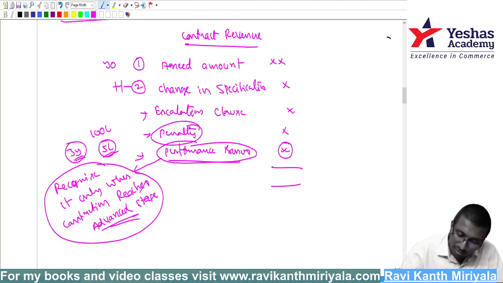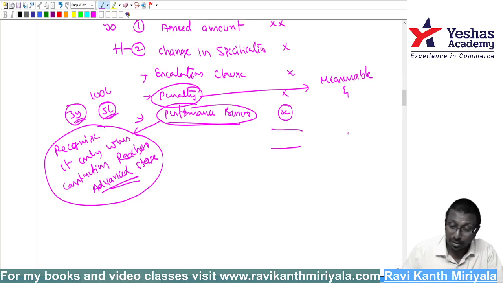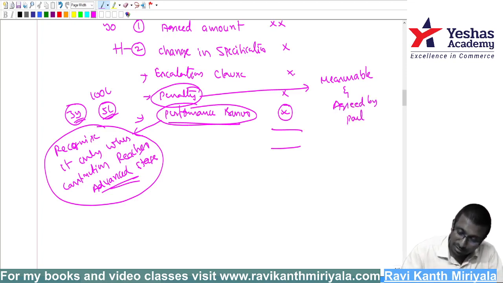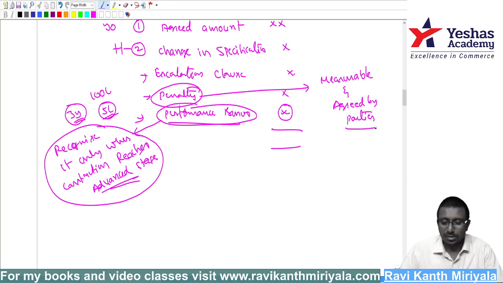Even these penalties should also have a guarantee. It should be measurable. First, what the standard says is it should be measurable. At the same time, not just measurable, it should be agreed by the parties. We are asking the customer to pay, and what if the customer says, no, I cannot pay you this much? Then how can I take it? It should be collectible also. If it cannot be collected, by taking the revenue, what benefit are you getting? Nothing you will get.